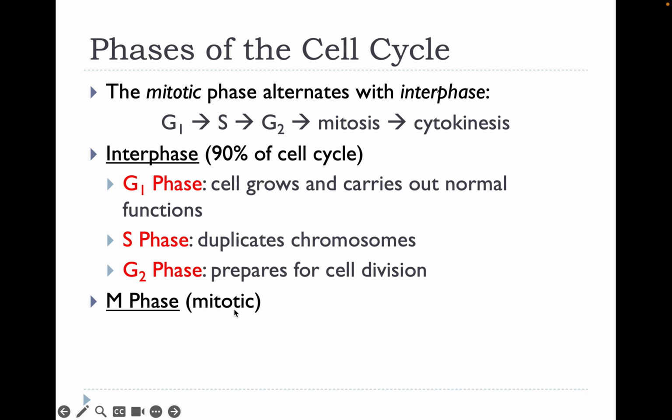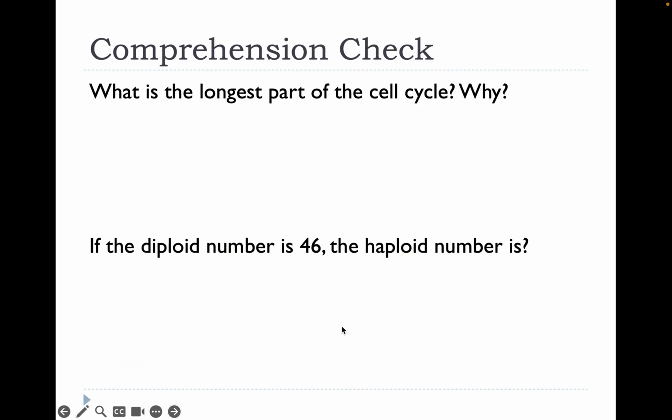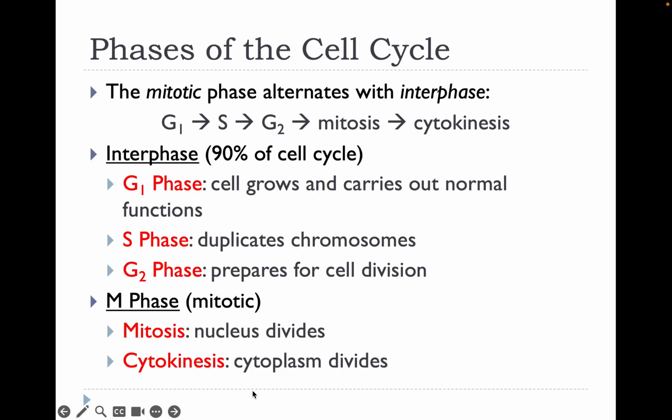The M phase, or the mitotic phase, is made up of mitosis, where the chromosomes and nucleus divide. And the last part of the mitotic phase is called cytokinesis. This is when the cytoplasm divides or the cell membranes separate.